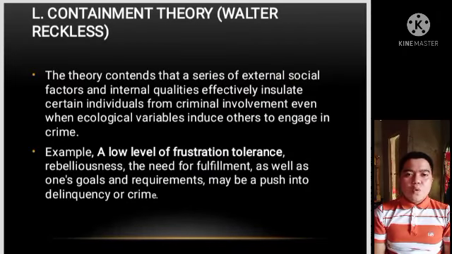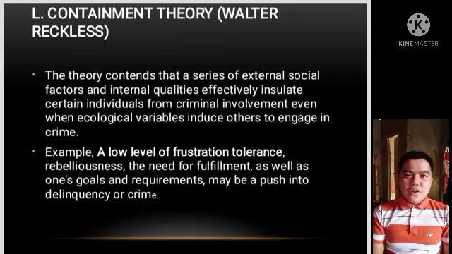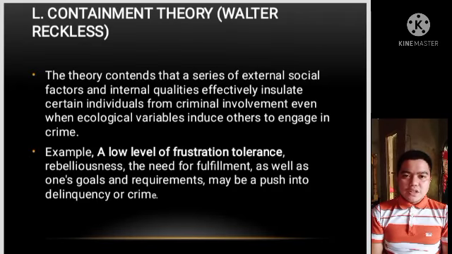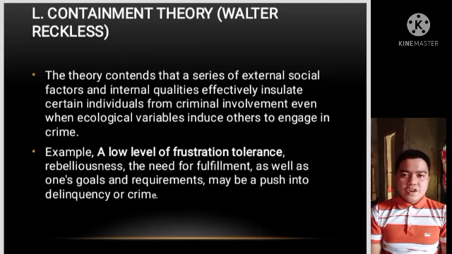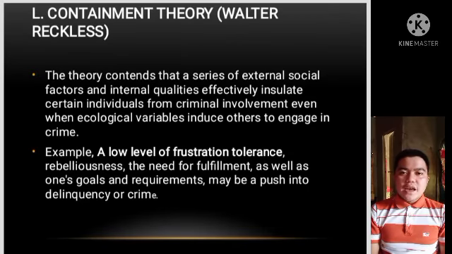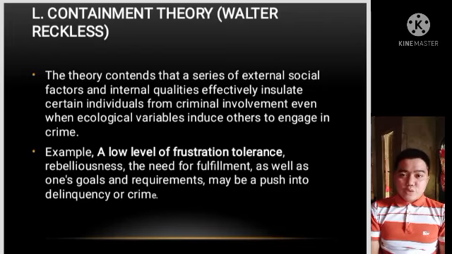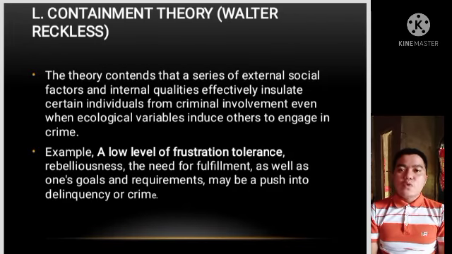Containment theory, Walter Reckless. The theory contends that a series of external social factors and internal qualities effectively insulate certain individuals from criminal involvement, even when ecological variables induce others to engage in crime. People with a low level of frustration tolerance, rebelliousness, and needs for fulfillment, as well as one's goals and requirements, may be pushed into delinquency or crime.